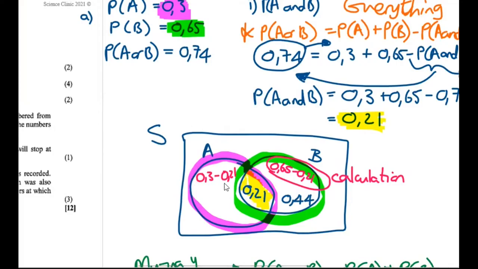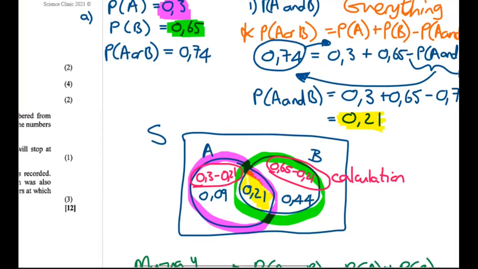And if I work that out, I should get 0,09. Okay, make sure you're okay with where that 0,09 came from. And again, I've just done the calculation there in pink to make sure you know where I got the 0,09 from.